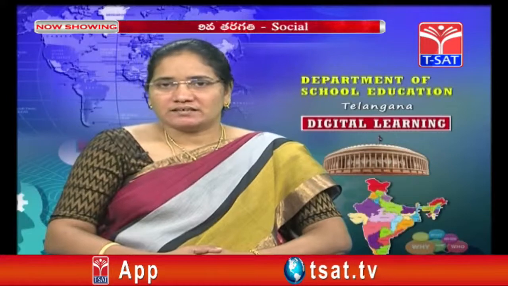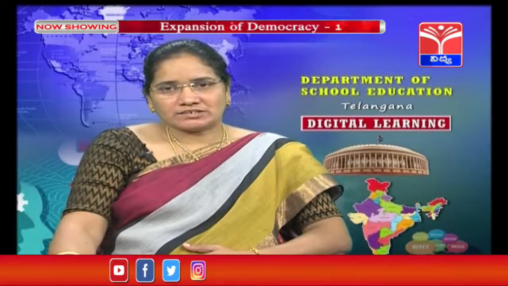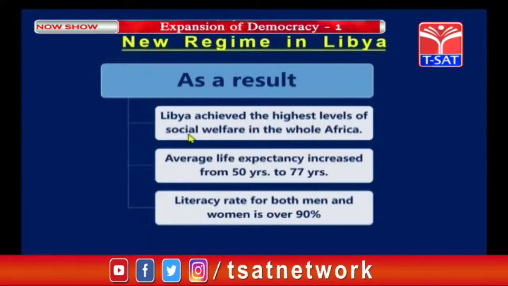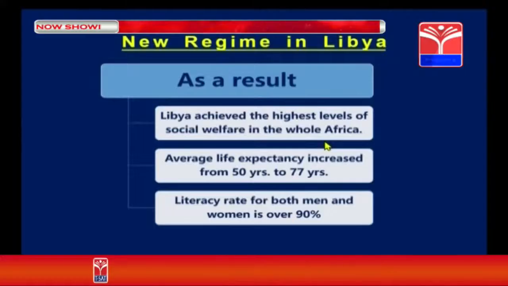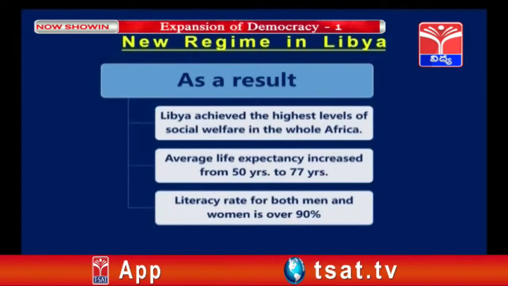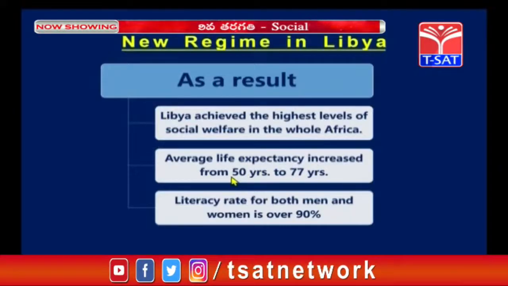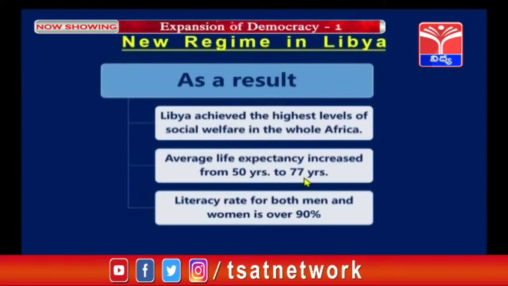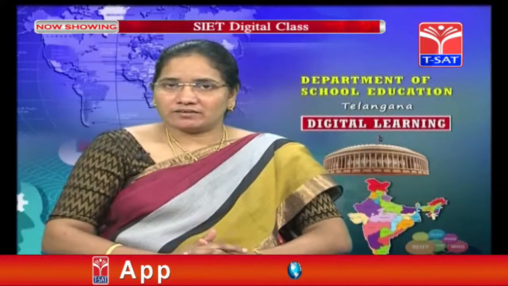Let us see. As a result of all these things, Libya achieved the highest levels of social welfare in the whole of Africa. So this is the biggest achievement. In the whole African continent, Libya achieved the highest levels of social welfare. And then average life expectancy increased from 50 years to 77 years. So the people are now aware of their health.